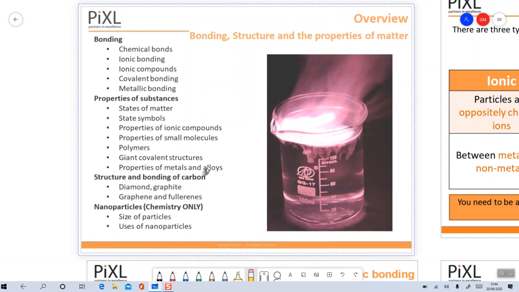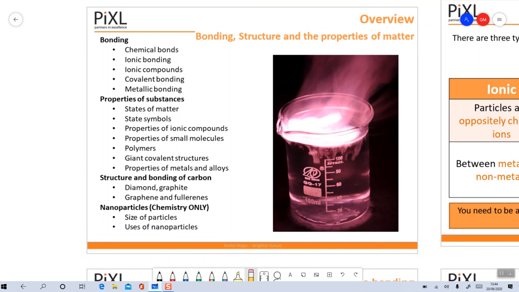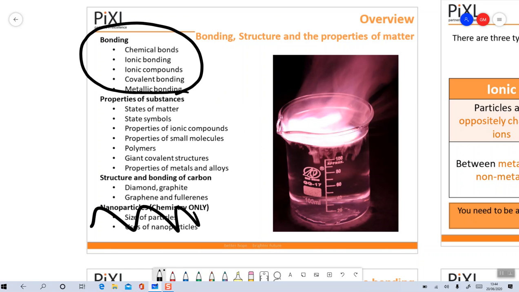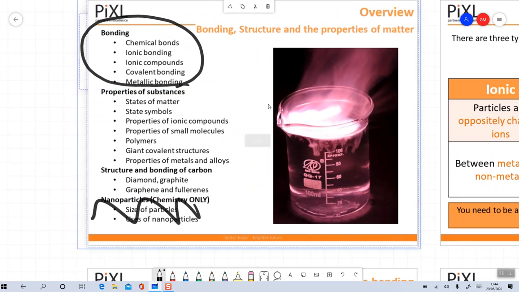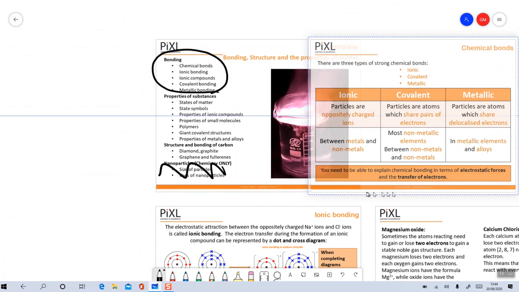So C2, we've got bonding, properties of substances, structural bonding in carbon, and this bit we don't do in trilogy. What we're going to look at today is these things here: chemical bonds, ionic bonding, covalent bonding, and metallic bonding. So let's press on. Okay, so let's look at ionic bonding.